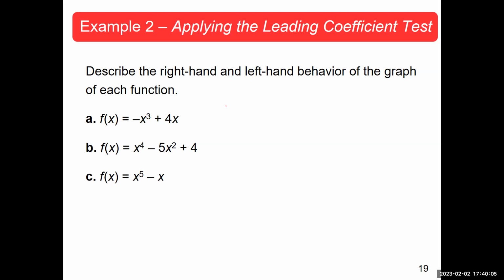Describe the right-hand and left-hand behavior of the graph of each function. Well, let's go ahead and plot them. That's the easiest way, by understanding the formula. This is negative. Remember, x cubed is like this. If you do negative x to the power 3, it should be the other way. So our shape, if it's not too complicated, is possibly going to look like this.